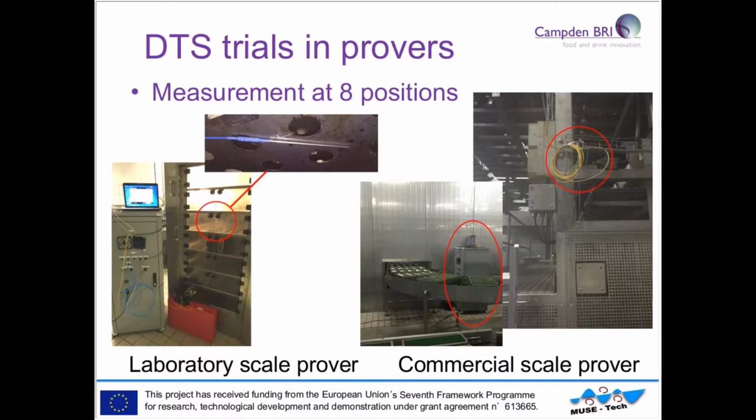We've done some trials of using this to measure temperature in a prover. Initially, on the left, we did some trials in a laboratory scale prover at Campden BRI, and we mounted 8 probes at different points around that prover. And then we've done some scale up with a commercial scale prover that you see on the right. The box was mounted outside the prover, and the fibre optics were strung into various points inside the prover. And this is demonstrating the real application of the system. That it's quite a large prover, and we've got long lengths of fibre optic.